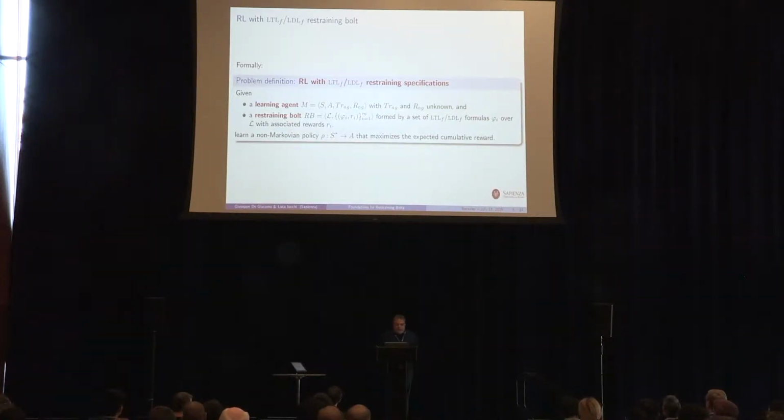So our problem is this, formally. We have a learning agent. A learning agent is essentially an MDP, with transitions and rewards unknown. And then you have a restraining bolt. A restraining bolt is written in logic, over a certain alphabet L, which is different from the features used for building the state of the learning agent. So these are two different, distinct sets of features. And you write LTLf formulas over this.